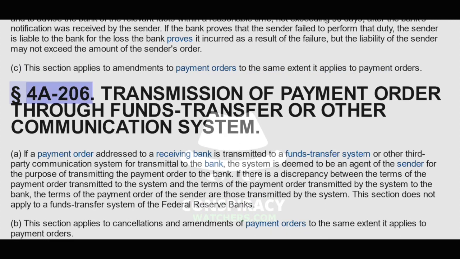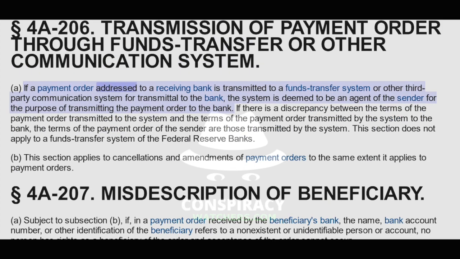Section 4A206. Transmission of payment order through funds transfer or other communication system. If a payment order addressed to a receiving bank is transmitted to a funds transfer system or other third-party communication system for transmittal to the bank, the system is deemed to be an agent of the sender for the purpose of transmitting the payment order to the bank.